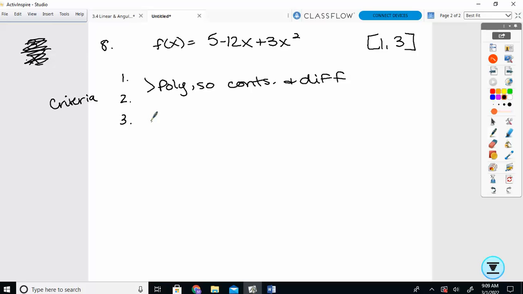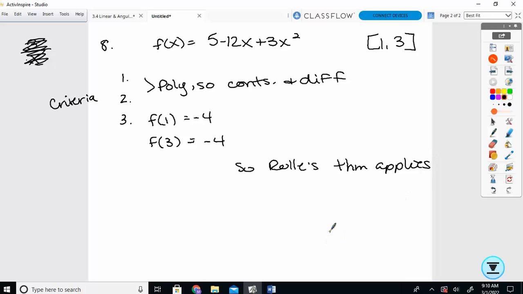Okay. Rolle's theorem has a third criteria. It says that the endpoints have to be equal. So Rolle's theorem, my endpoints are equal. So if you plug a 1 into the original, we get -4. If we plug in 3, we get 5 minus 36 plus 27. So we also get -4. So these endpoints are equal. So that means we can use Rolle's theorem. Then what does Rolle's theorem tell you?